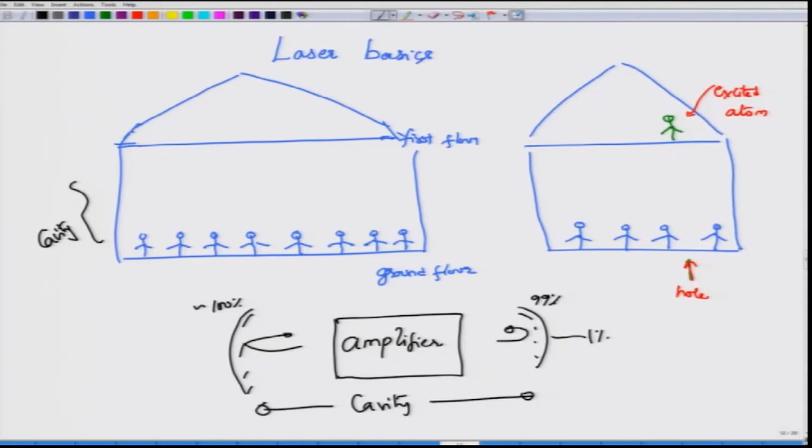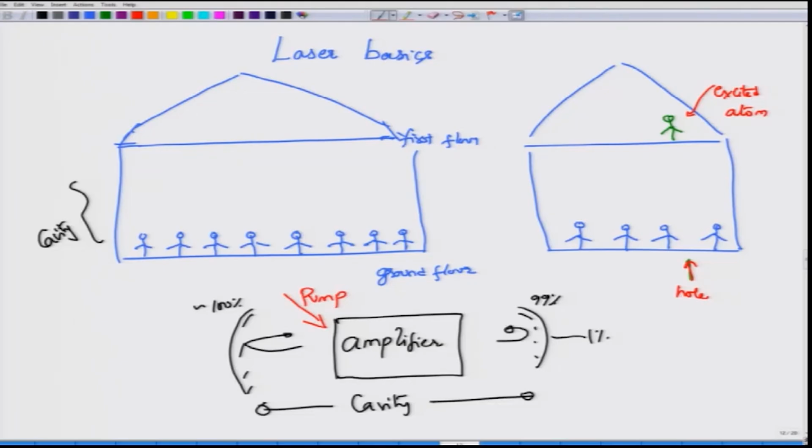And the third and most important component of a laser is what is called a pump source, or what we call a pump. What is a pump and what is the amplifier made out of? We are going to start looking at that.